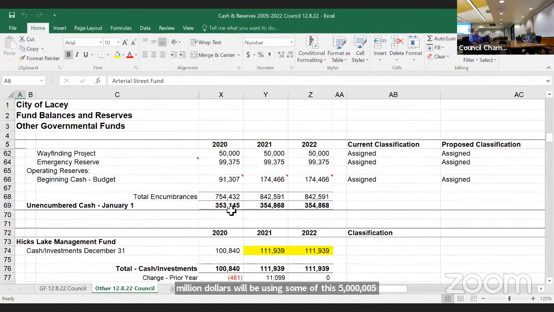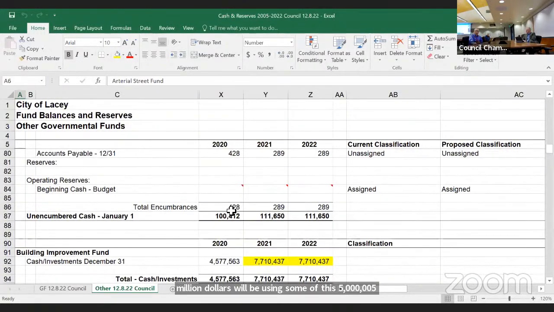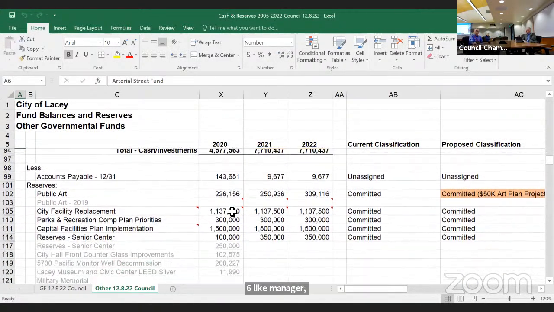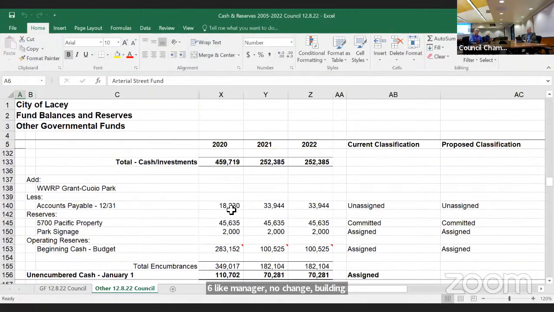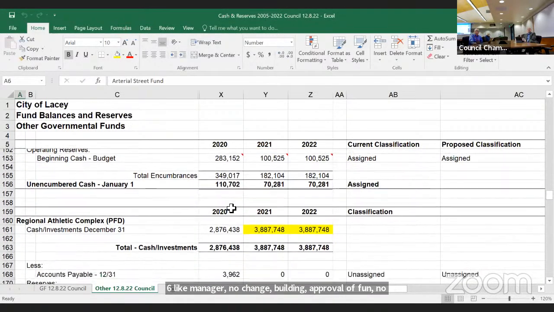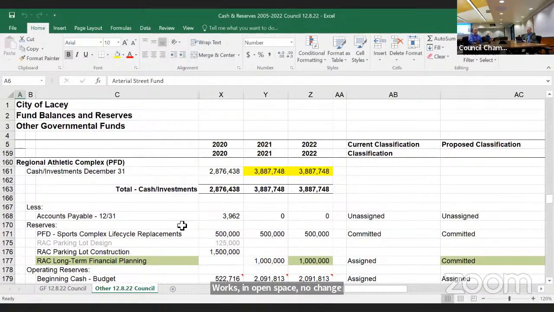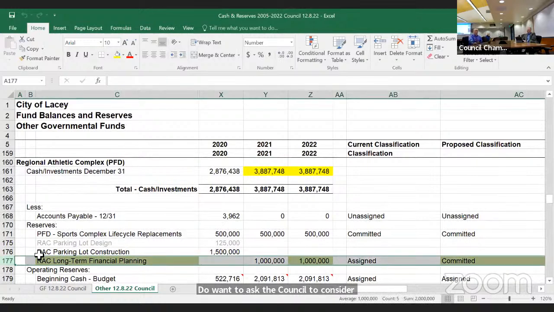Lodging tax, no change. Chicks Lake Management, no change. Building Improvement Fund, no change as well. Parks and Open Space, no change. We do want to ask the council to consider committing another $1 million within the RAC capital fund, really to give us more time in terms of that long-term financial planning.